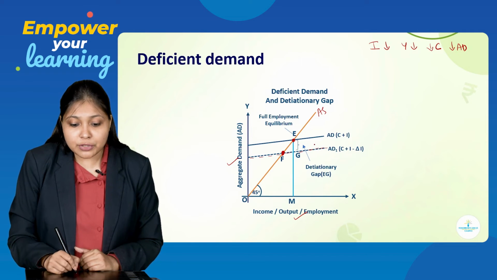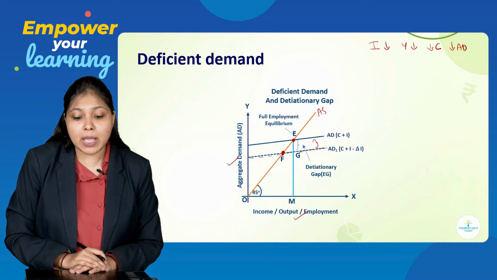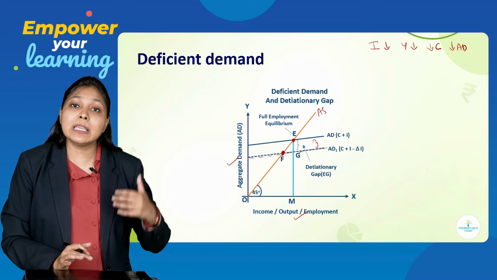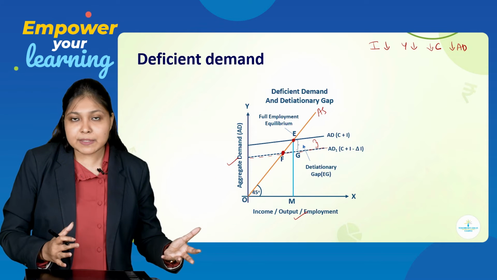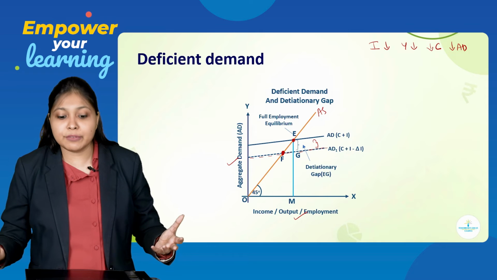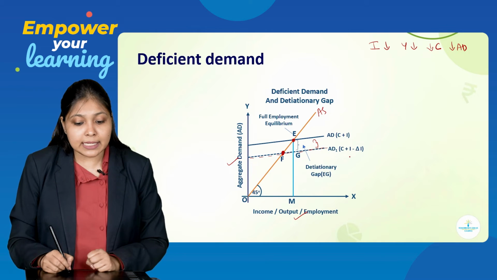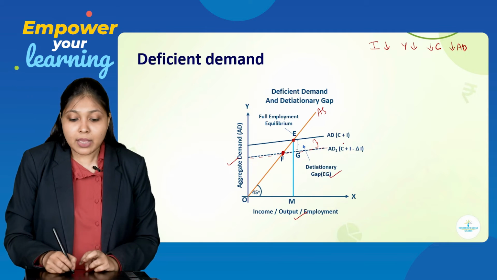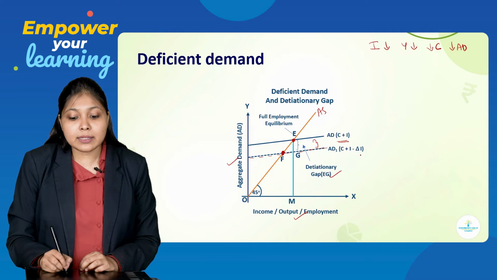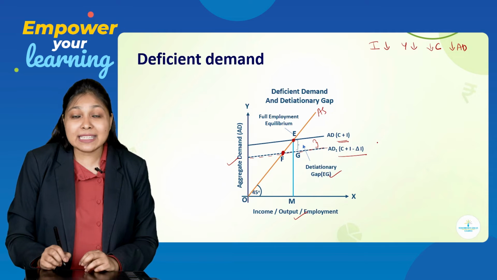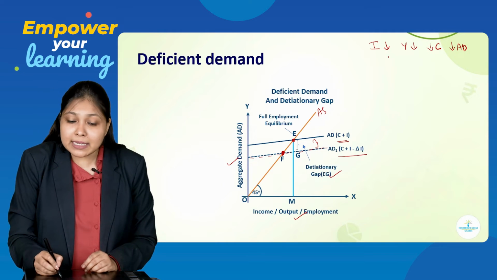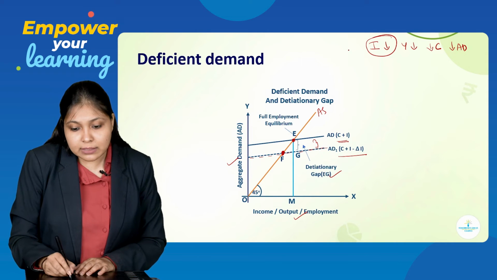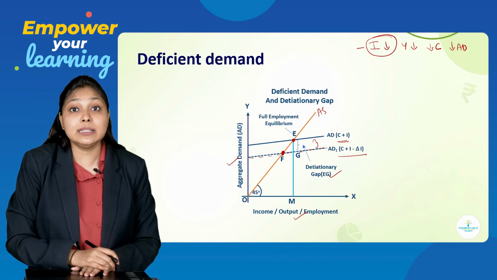Again, the gap generated between AD and AD1 is called the deflationary gap. Excess demand will give rise to inflation. Deficient demand will give rise to deflation. So the difference between AD and AD1 is nothing but the deflationary gap. AD is C plus I, AD1 is C plus I minus change in investment. Why minus? Because there is reduction in investment. Since there is reduction in investment, my change in I will become negative.